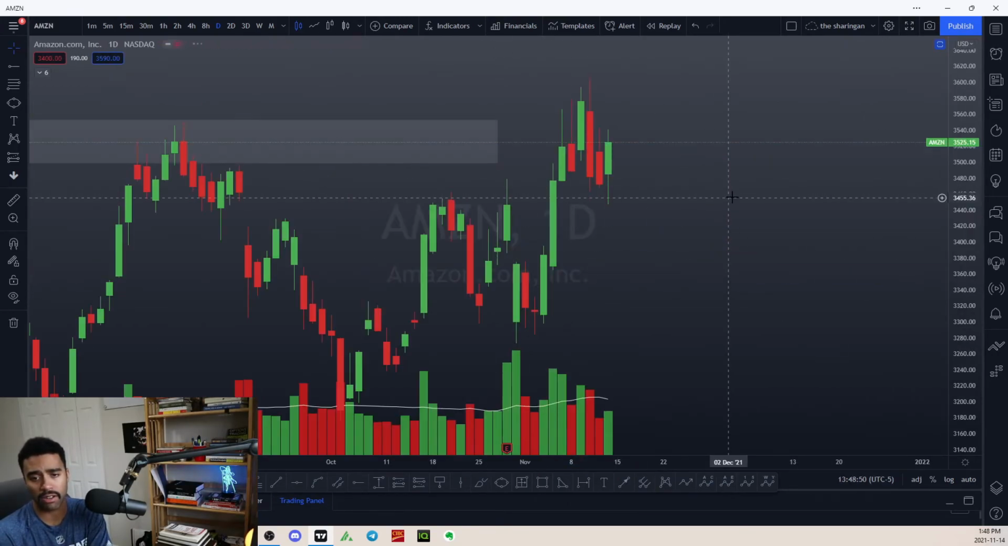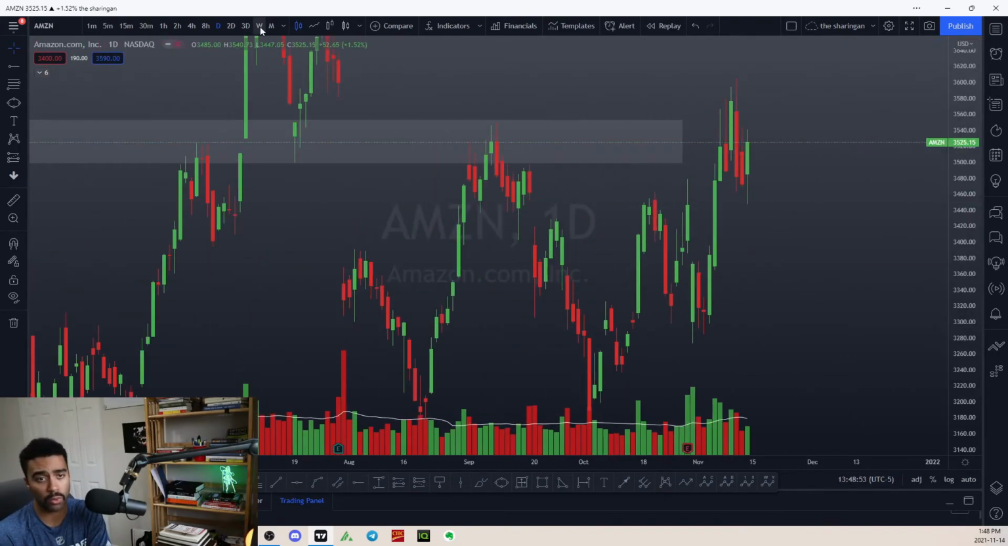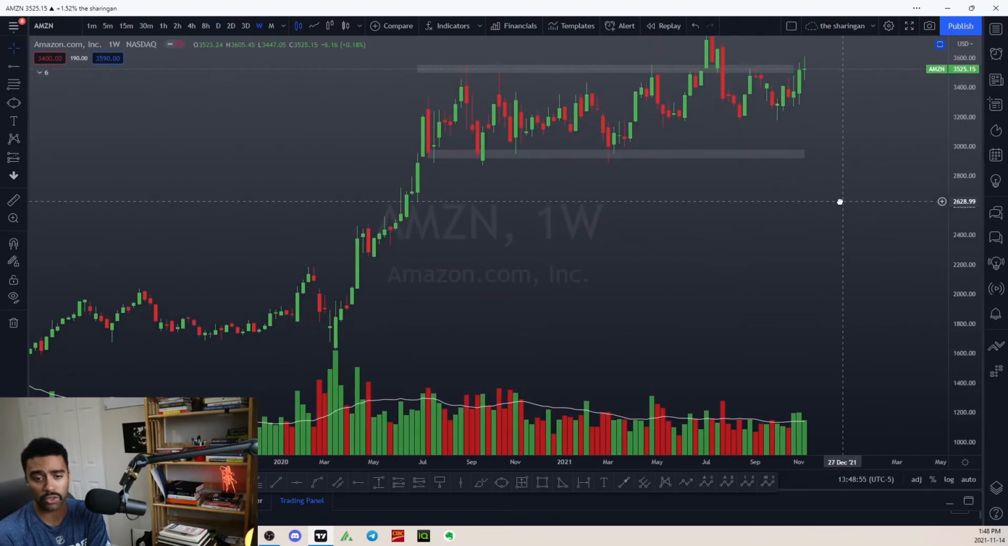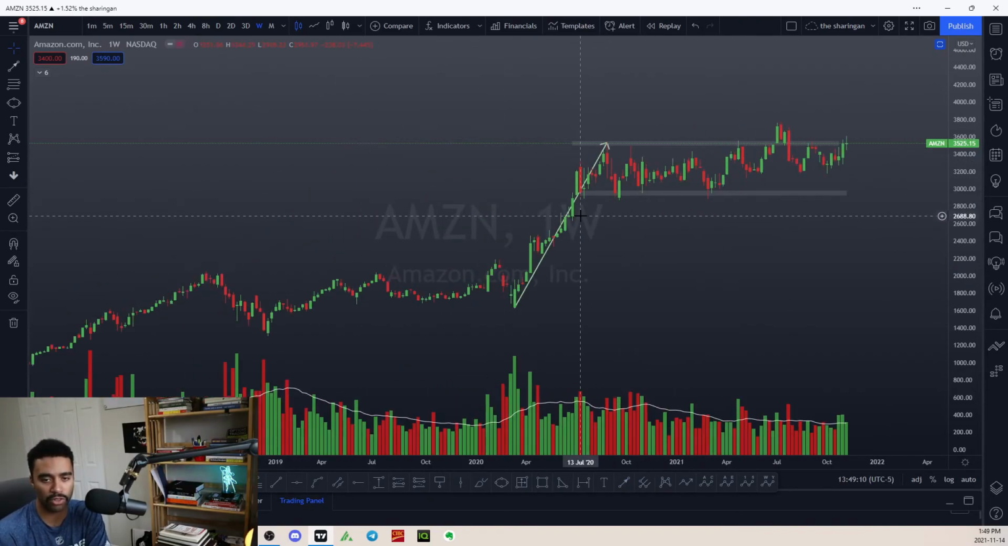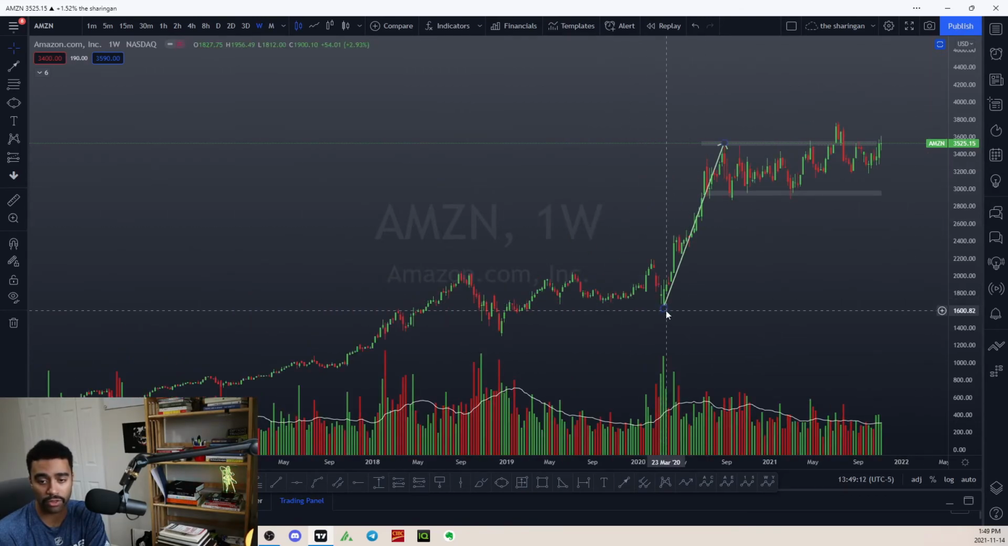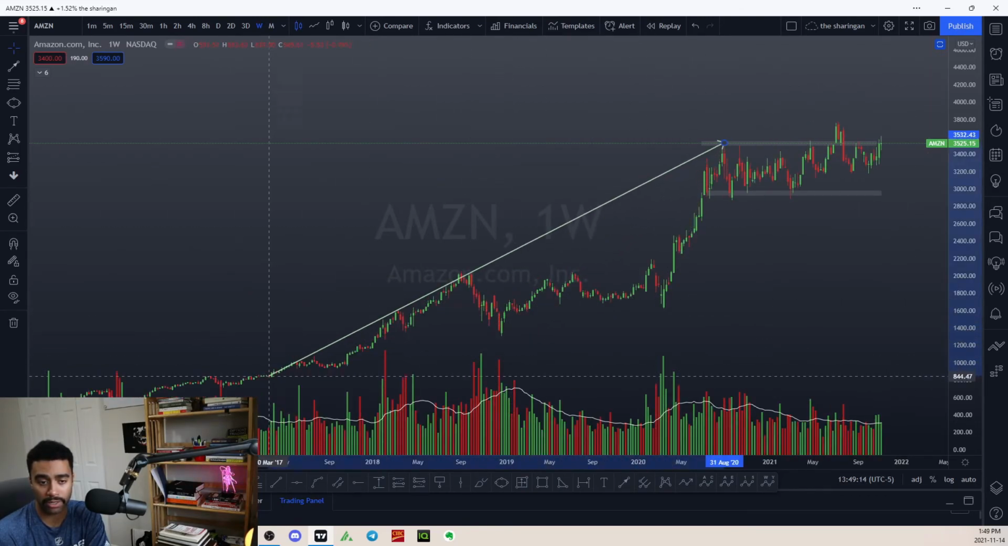And then if we look here on Amazon, we're going to zoom out to the weekly time frame, right? This is just one massive flag pattern almost. We have the bottom here, March 2020. We make a big move up and now we're consolidating sideways. It might be a little bit drawn out here, but you get the point that it's creating some sort of big flag pattern. You could even draw this pullback from down here or down there.